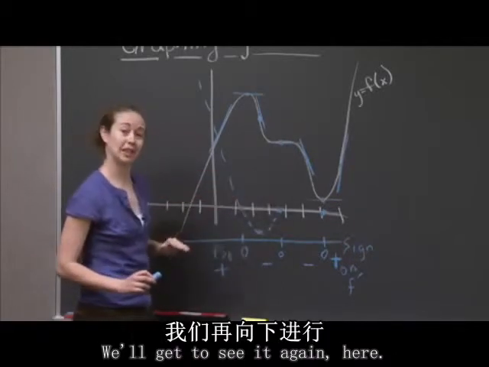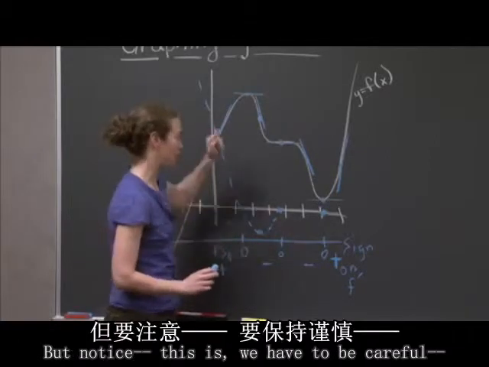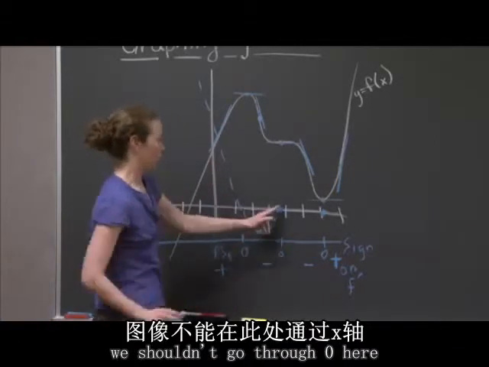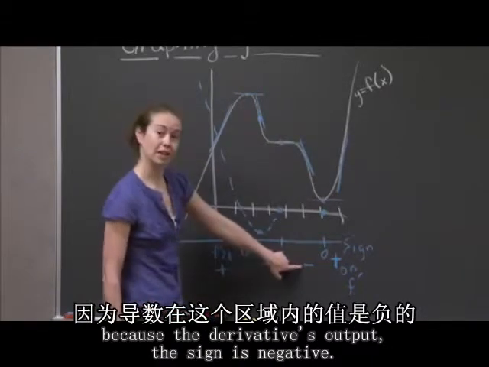We'll get to see it again here. Between these two zeros, the same kind of thing happens. But notice, we have to be careful. We shouldn't go through 0 here, because the derivative's output, the sign is negative. Right?